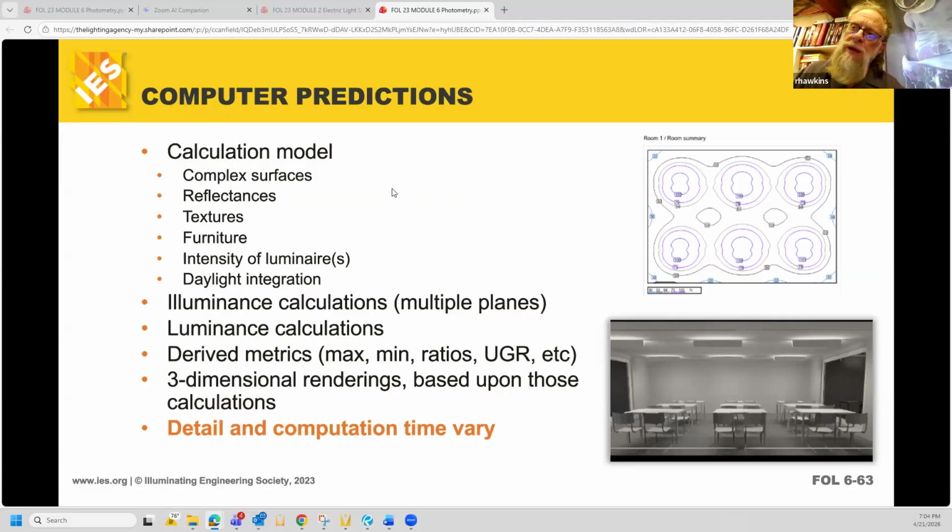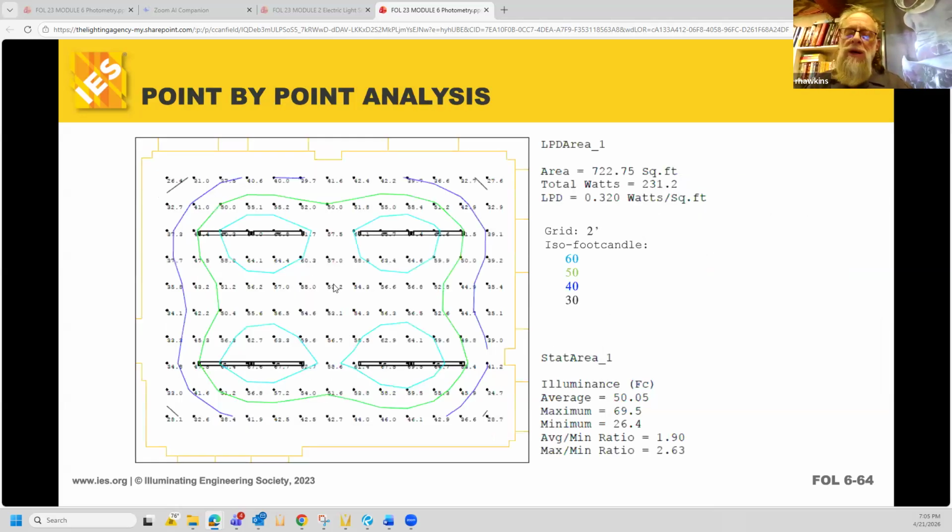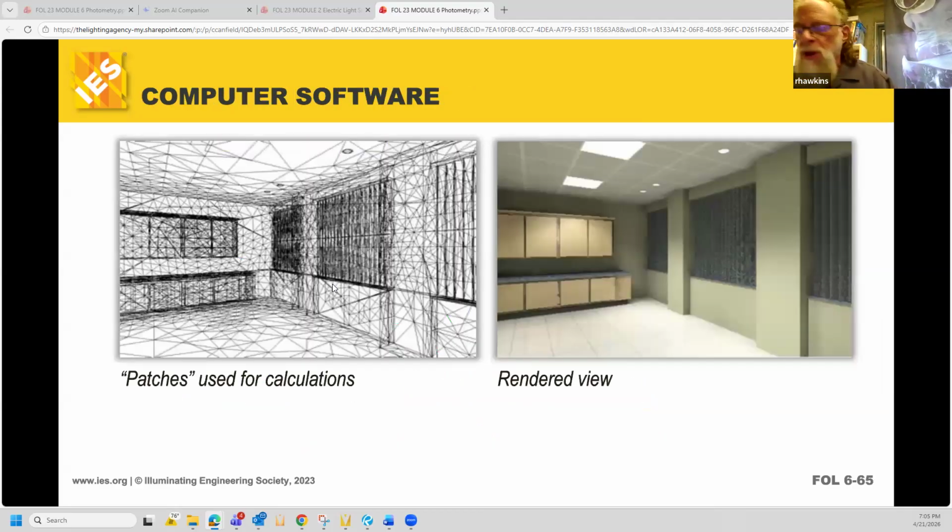One of my compatriots spent an hour trying to get the wallpaper background on a particular rendering right. So they can be very, very time intensive compared to just calculations. So to do renderings right can be quite an onerous task. I just want to put it out there. Don't think that it's just as easy as pushing the render button to get things right.